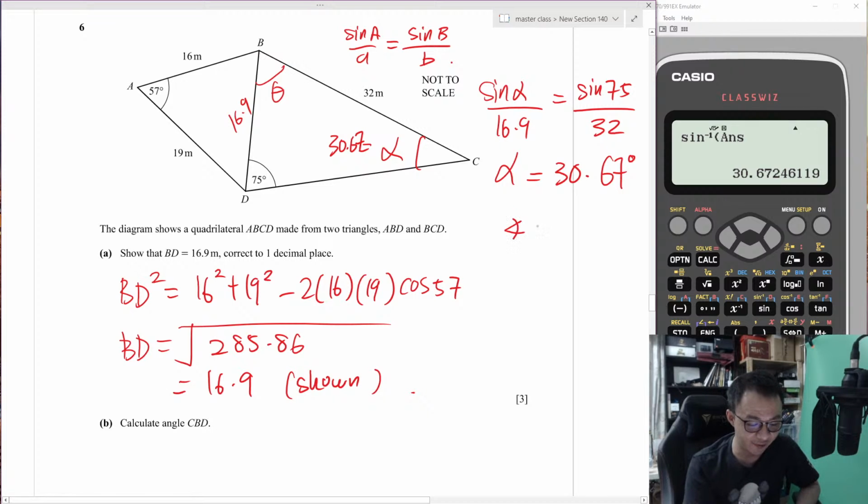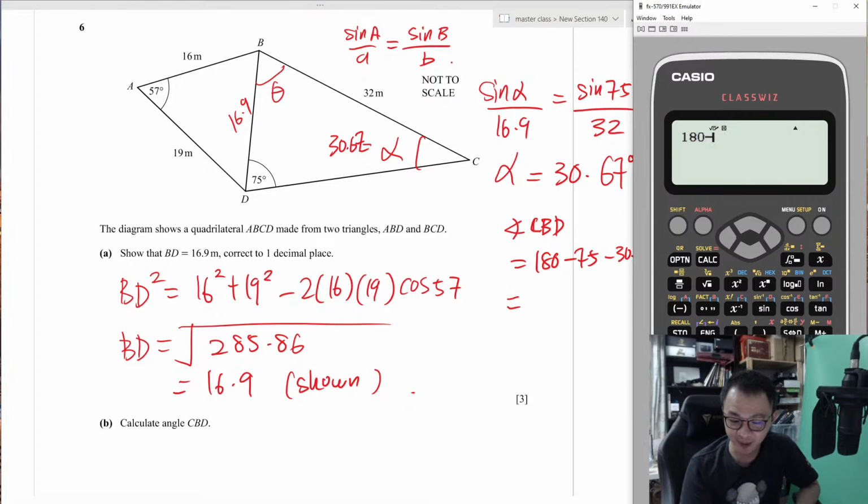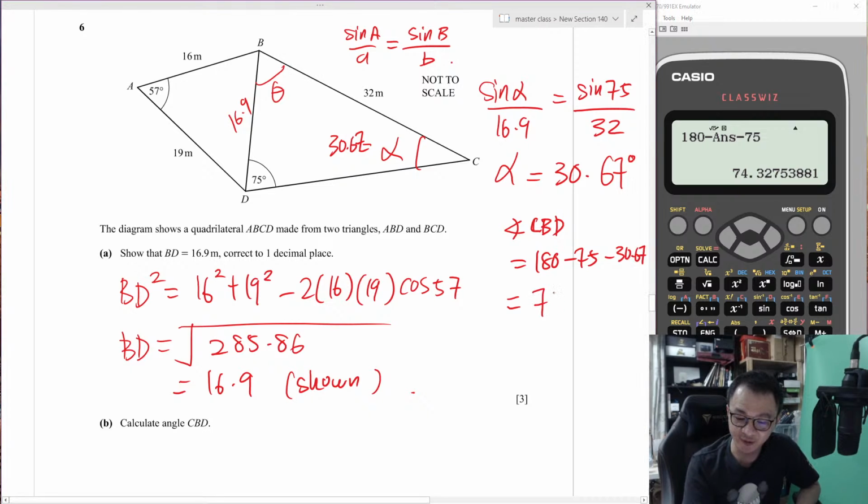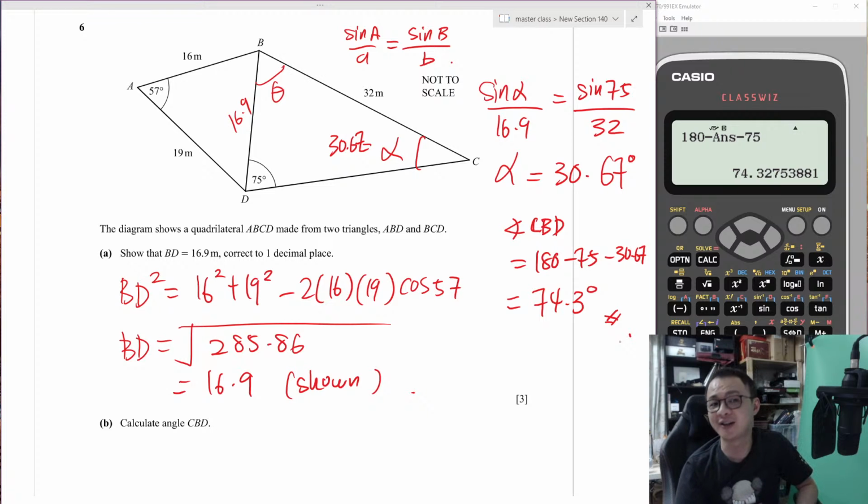Alright, then after I got this angle, which is 30.67, then I can get the angle they want. So the angle of CBD equals to 180 minus 75 minus 30.67. Okay, 180 minus my answer minus 75. This one will be 74.3 degree. Alright, this is how we do this kind of questions. Can I round off? Normally I don't round off before the final answer. Yeah, the final answer I will round off to 1 decimal for any angle.